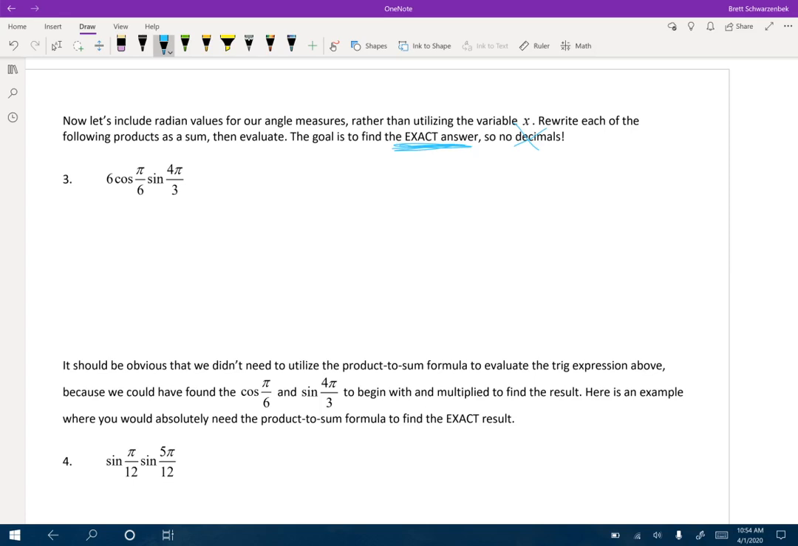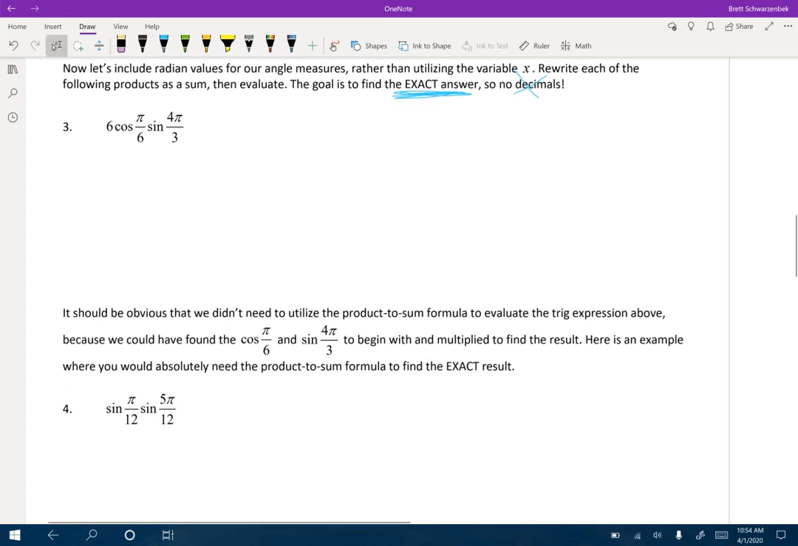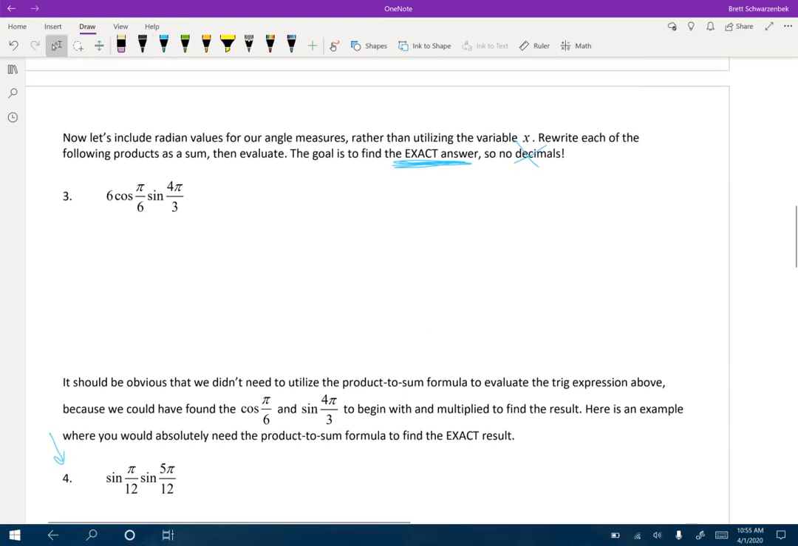I'm just using this as an example because it's a good example of using the scenario. We'll see an example in number 4 down here where we don't know the sine of pi over 12, and we would indeed have to use the formula no matter what. But let's start with one we could find the answer for, the one in number 3.